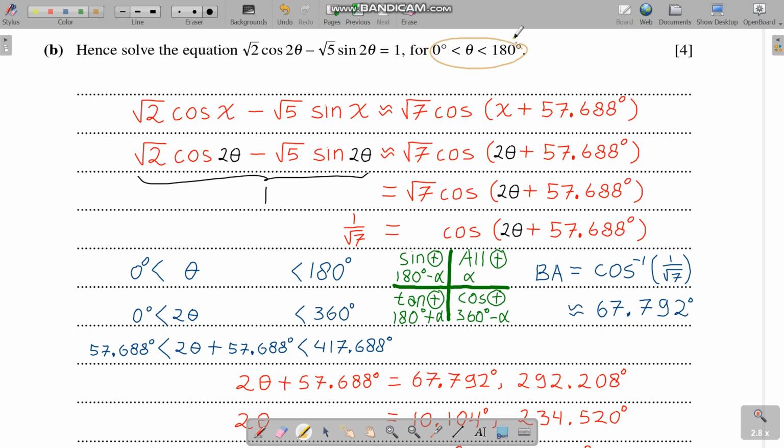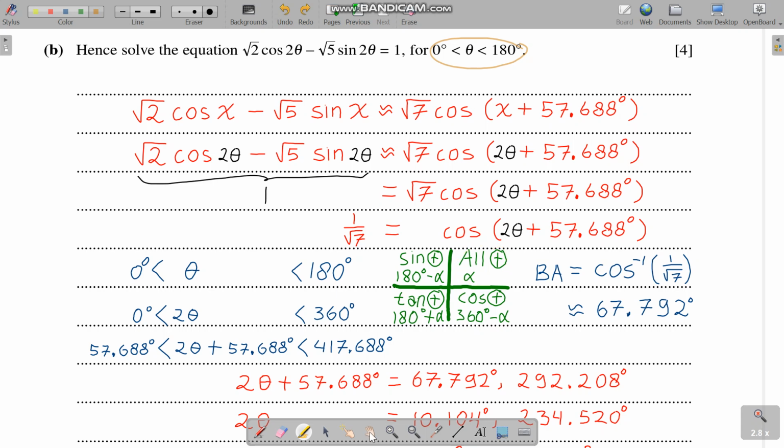Now for the domain, this domain is for theta. The angle we are dealing with is not just theta, it's 2 theta plus something. So we have to modify the domain: multiply everything by 2, add 57.688, and this is the actual domain we are using. So between 57 degrees to 417 degrees, and this is the base angle. That means we can use the first quadrant angle. It's in the domain. For cos positive, we can only use first quadrant or fourth quadrant. So we can use this, we can use this, and that's all we can use.